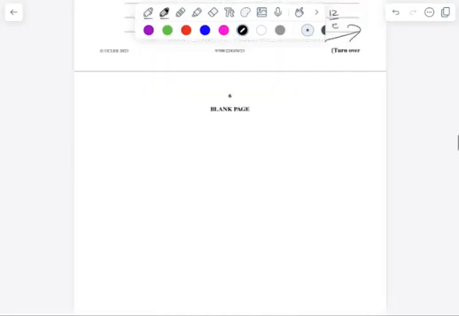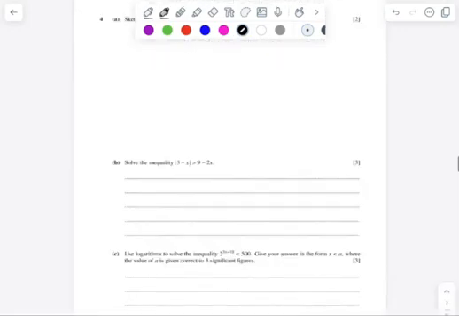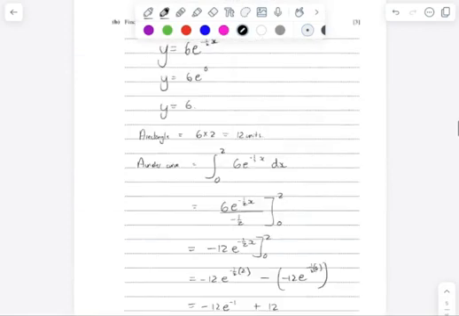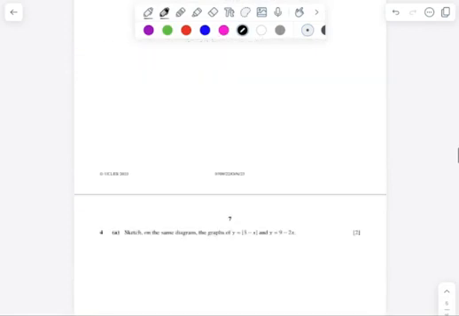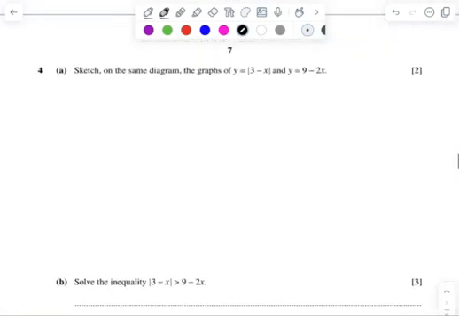All right, watch out for the blank pages in between. Don't necessarily write on them. If you need extra space, go and write on the additional paper. And don't think you've reached the end of your exam if you find a blank paper in between.